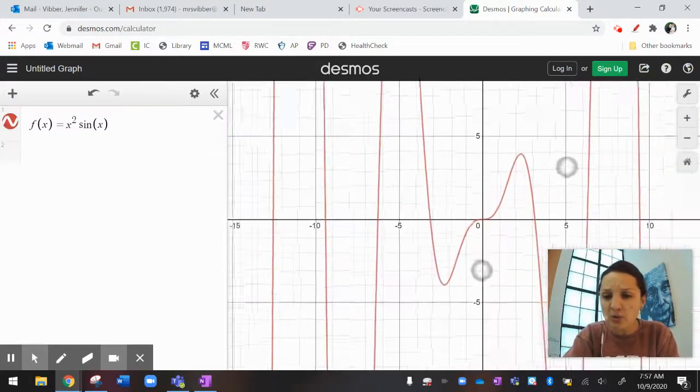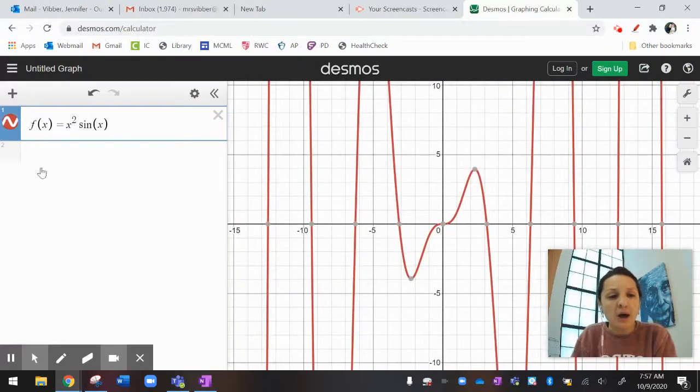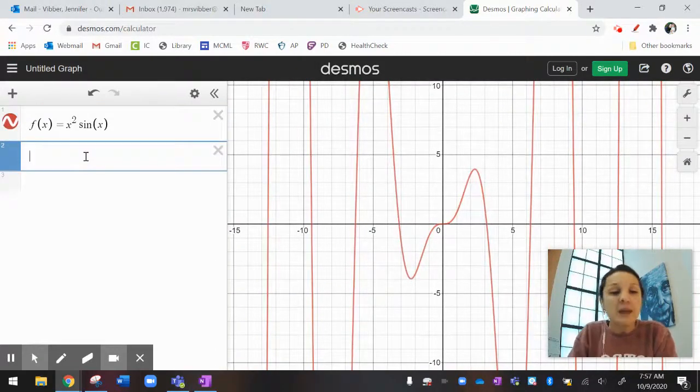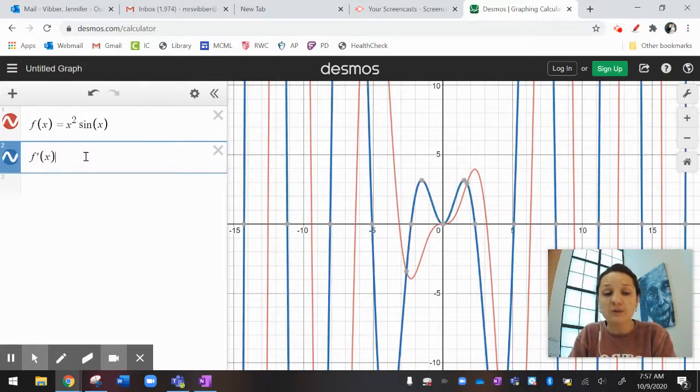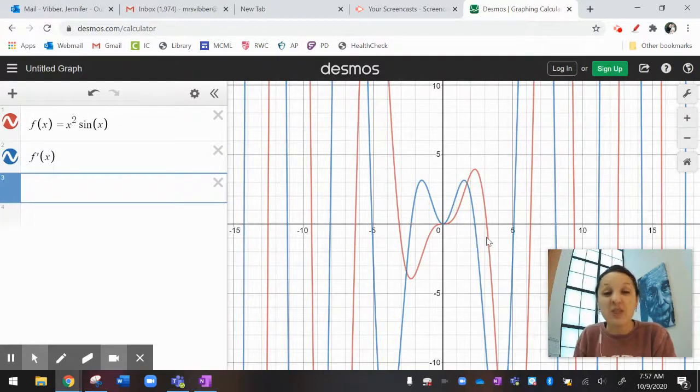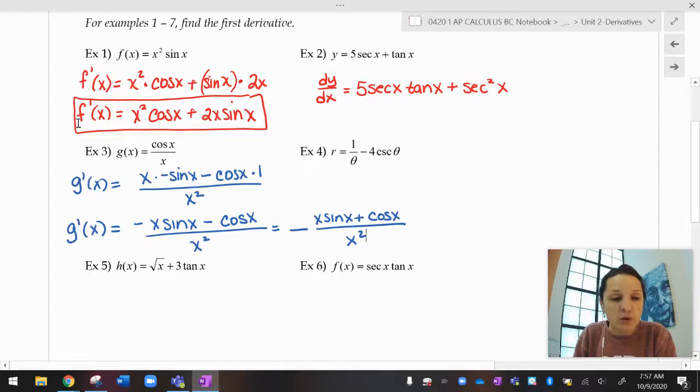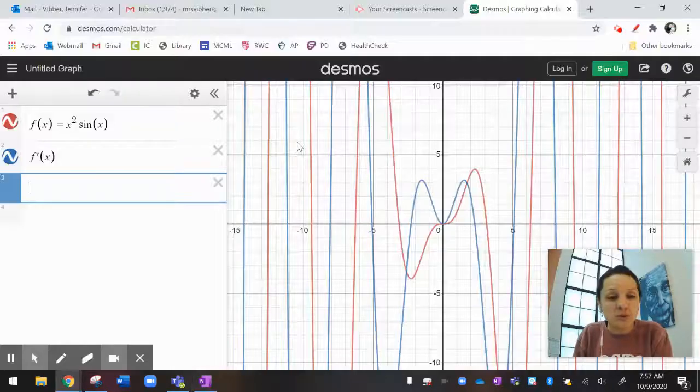So here is the graph of x squared sine x, that's kind of cool. And if I want to know what the derivative looks like, I can literally just type f prime of x, and it graphs the derivative. That's cool. Now, if I want to know if my graph is the same as that f prime graph, I'm going to come back over here and type y equals x squared cosine x plus 2x sine x.